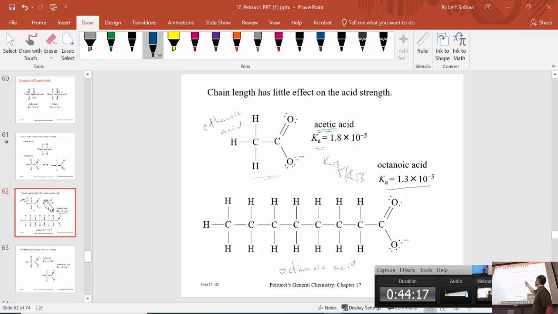Here. Is it all that much stronger though? This is marginally stronger. It's about the same. Do you see that? And so even though we're adding a whole bunch of electron-rich carbons, it's not making a huge impact on this because it's so far away. So distance does play a role.